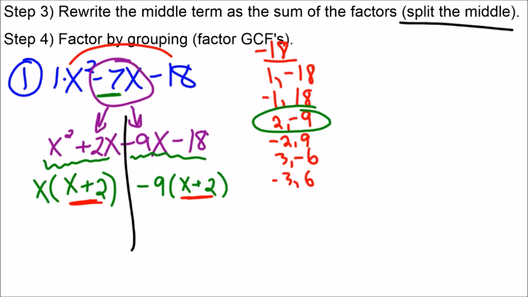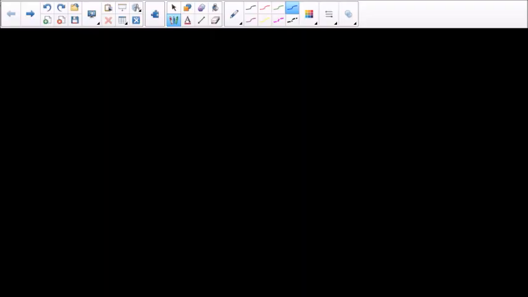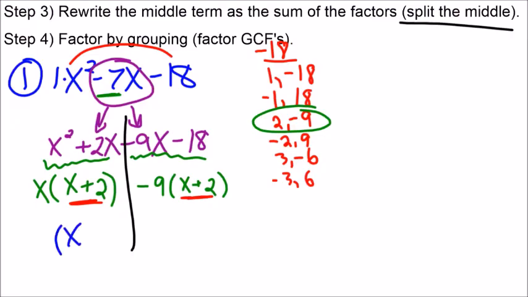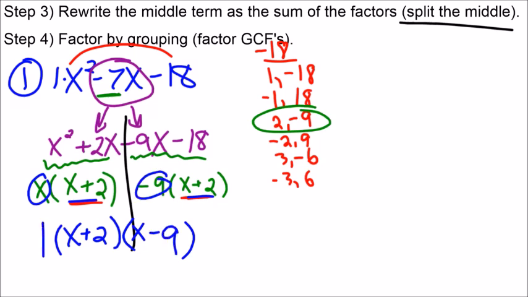Because now we can do one final factoring. Because both the left and the right side, they both have an x plus 2. So that's what we can factor out of both of them. And once we factor out the x plus 2's, we're left with an x, and we're left with a negative 9. And now that's completely factored.